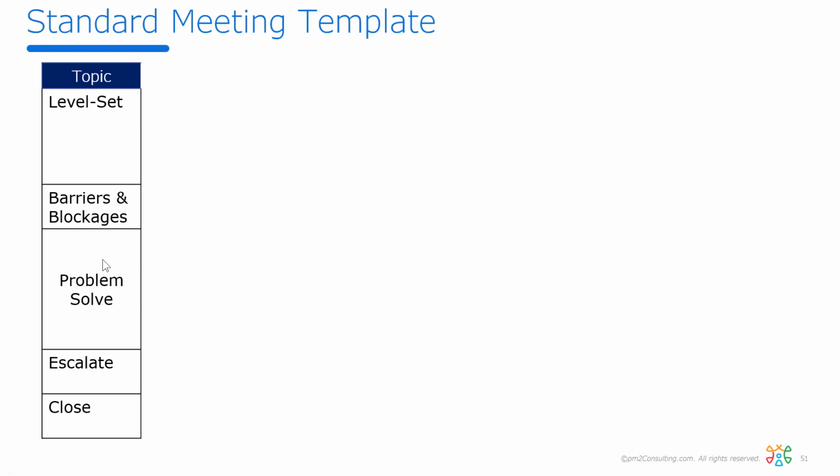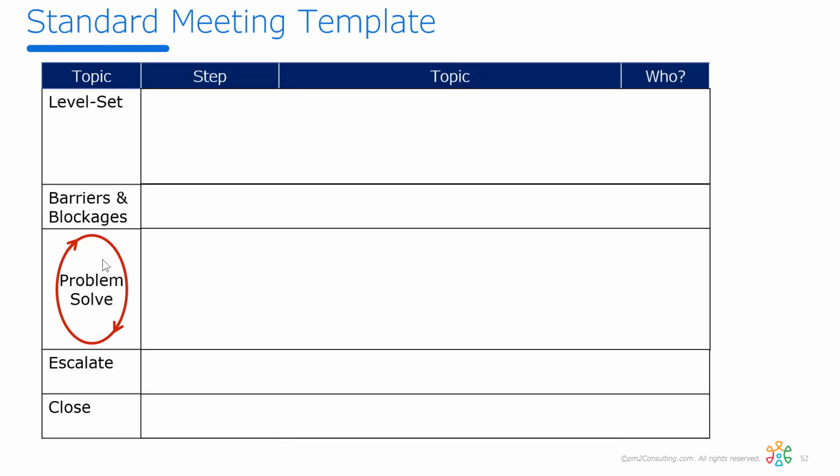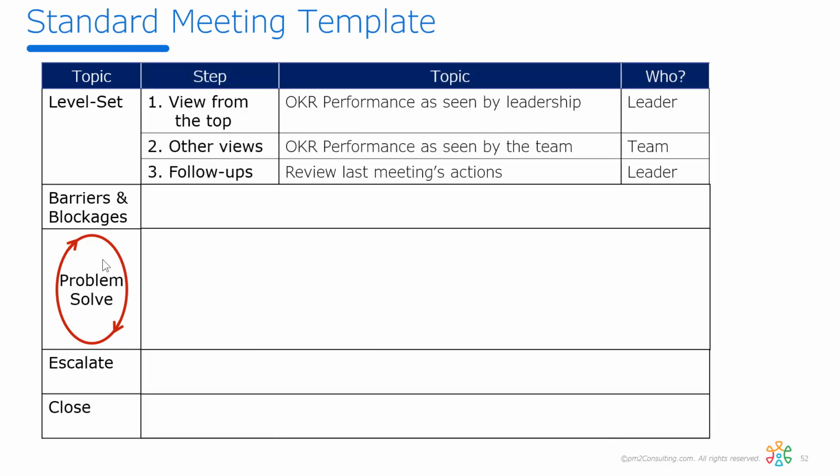In this phase, our problem solving has a bit of a cycle to it. So based on the number of problems, I'll go through that problem solving system. Now, I'm going to quickly go through the overall meeting framework and then loop back to each step. So level setting had 3 phases: view from the top, view from the bottom, follow-ups. So we get the multi-dimensional view and we make sure we follow up on last week's action items.